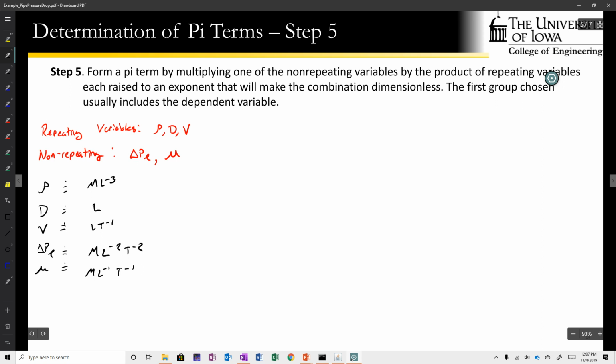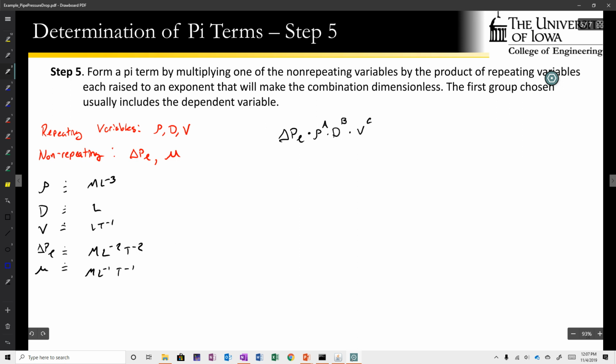So we're going to go through this step twice, once for the first non-repeating variable, and second for the second non-repeating variable. So take our non-repeating variable, delta P sub L, times each of our repeating variables raised to a power: rho to the A, D to the B, times V to the C.